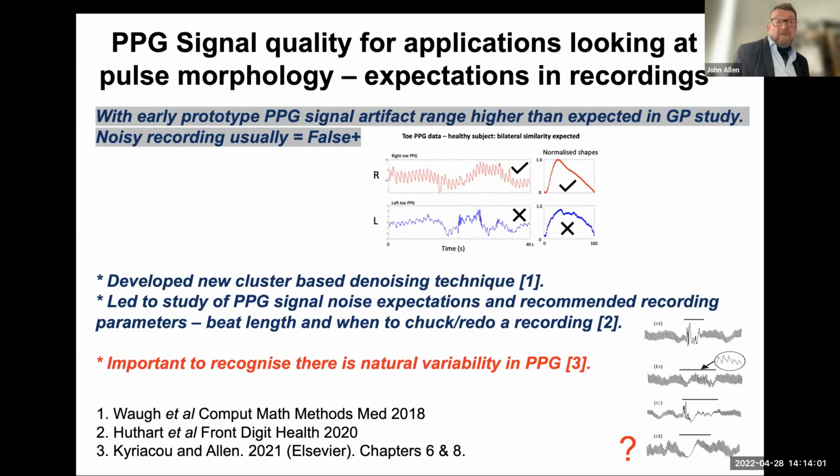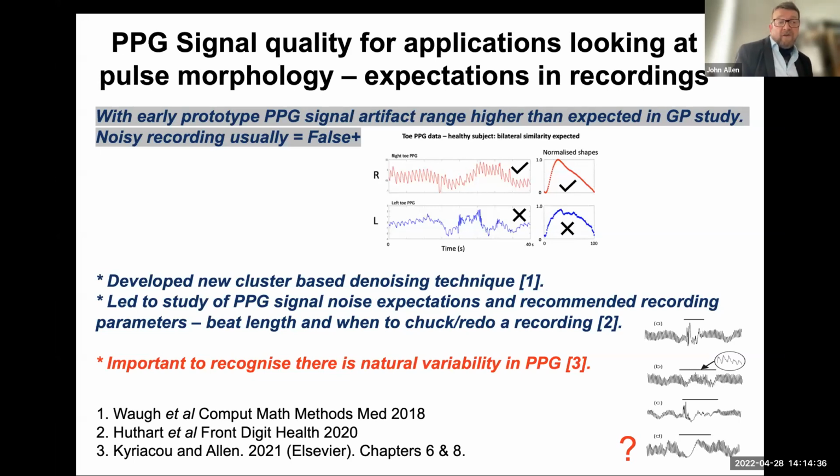Well, this, though, led us on to another offshoot of an interesting area of work. And we found that with the early prototype PPG system, that signal artifact was higher than expected in the primary care. And noise often gave a false positive. So if the trace was noisy in a healthy individual, the analysis would give a damped pulse. And this would sound the alarm bells to say this patient's got PAD, but actually they've got noise in the trace instead. And so it led on to the novel automated cluster analysis-based denoising technique, and that's published.